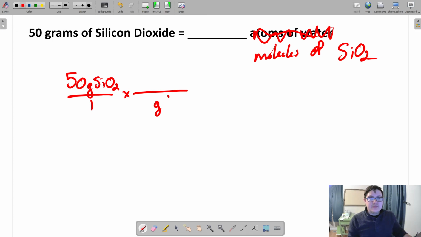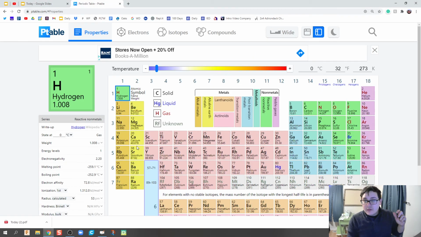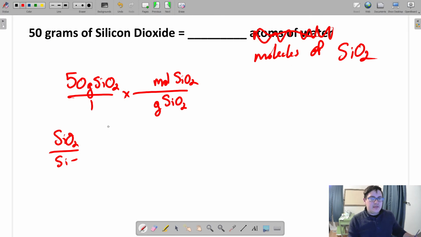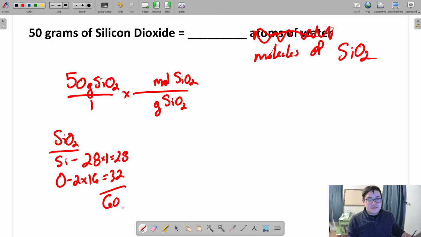How do I go from grams of silicon dioxide to moles? Well, silicon has a mass of 28. So let's do 28. And oxygen, there's 2 of them, and each one has a mass of 16. So that gives me 32. 28 plus 32 is 60. So it's 60 grams per mole. So it's 60 grams per 1 mole.